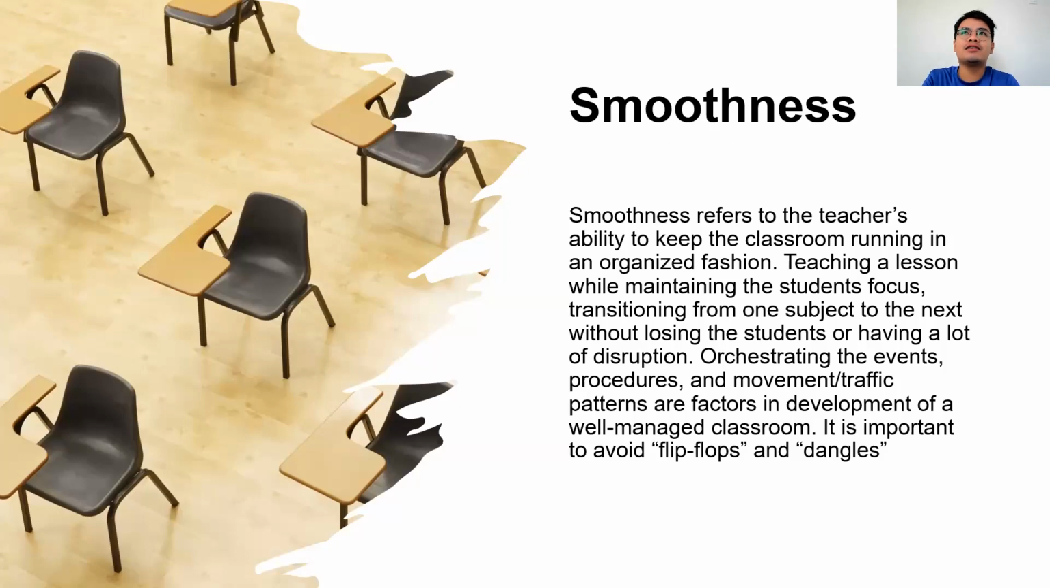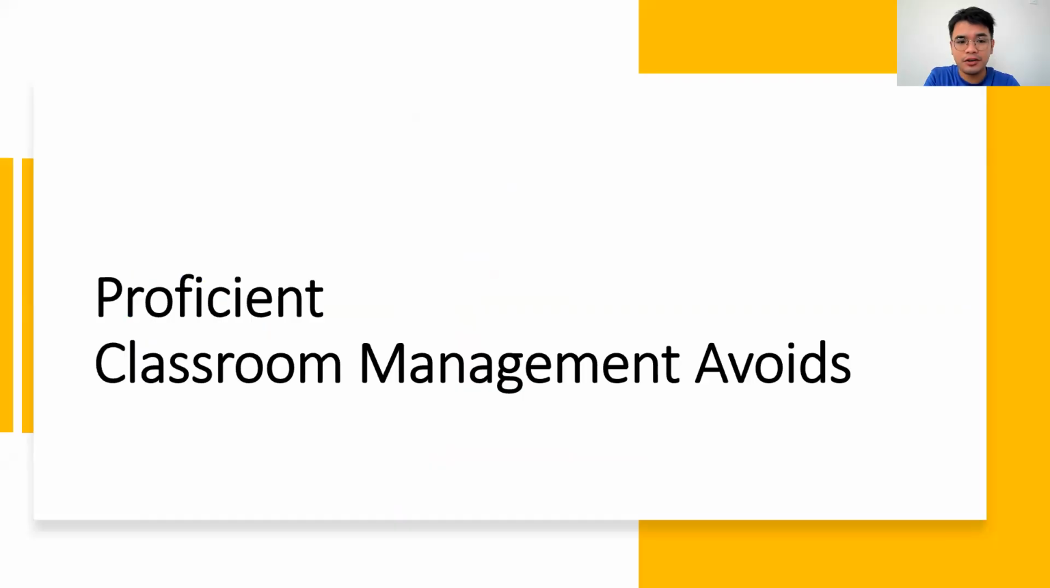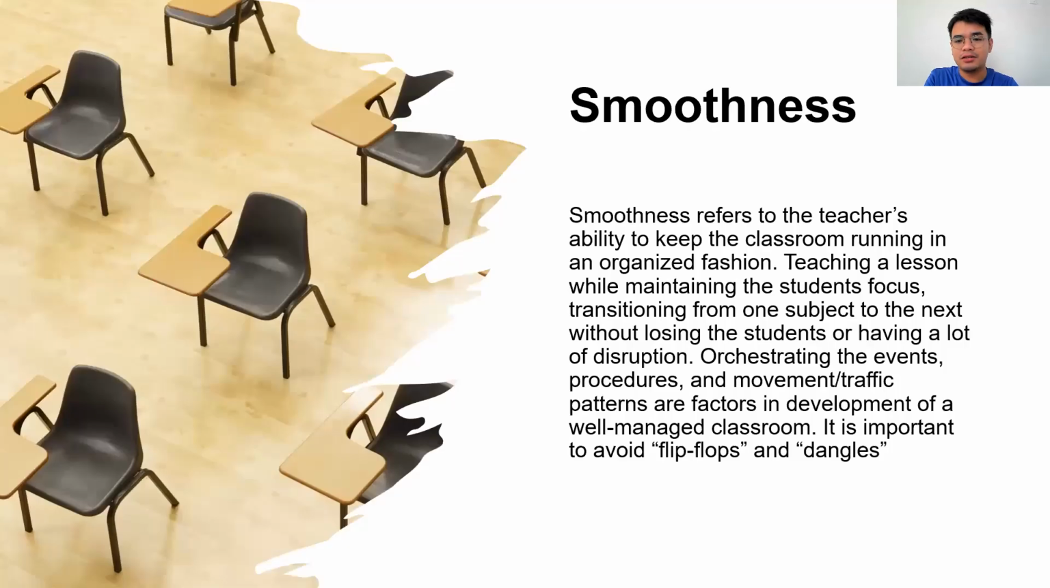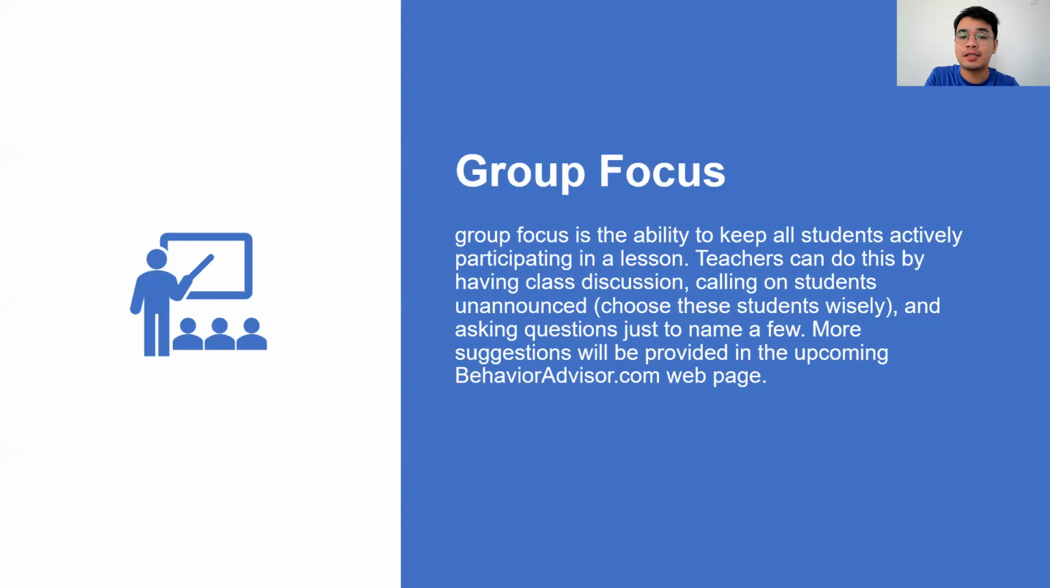May mga factors or may mga qualities si teacher na meron tayong tinatawag na, how do you call this? Situations where teachers become distracted while teaching. Okay? We have to avoid those things. Mamaya pag-uusapan natin kung ano yung mga yun. Ito. What should we avoid in order for us to have a proficient classroom management? Okay? So, smoothness is avoiding disruptions.